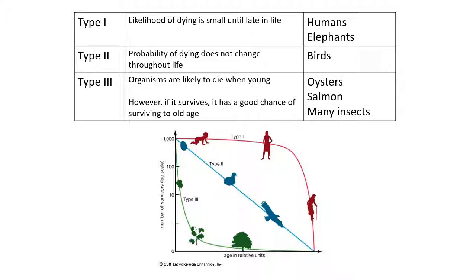So type 1, the likelihood of dying is small until late in life, so humans, elephants. Type 2, the probability of dying does not change throughout life, that's birds. Type 3, organisms are more likely to die when young, so oysters, salmon, many insects. If it survives, though, it has a good chance of surviving to old age. Think if you could come up with any other example for the 3 types. Come back to class with it next time with an idea in your head.